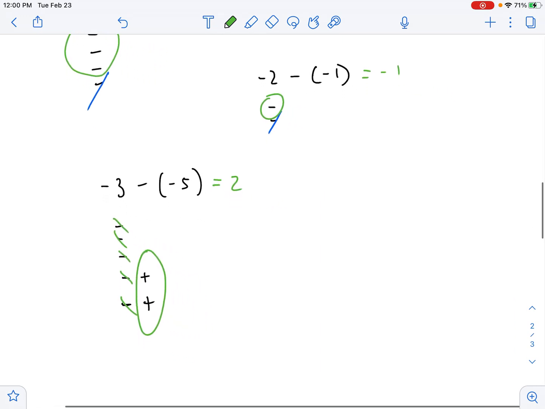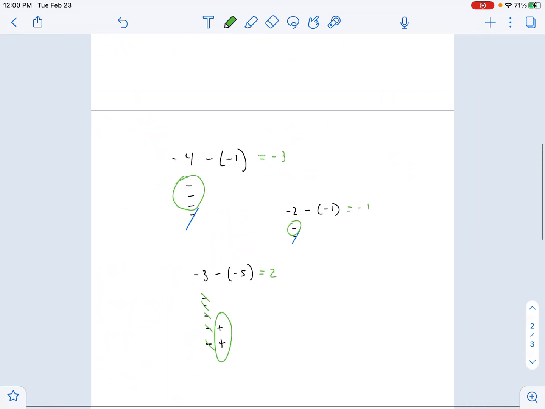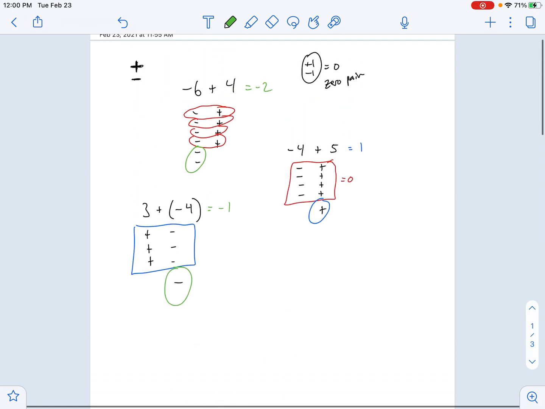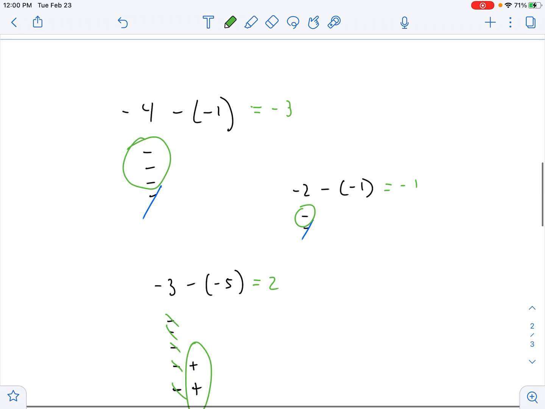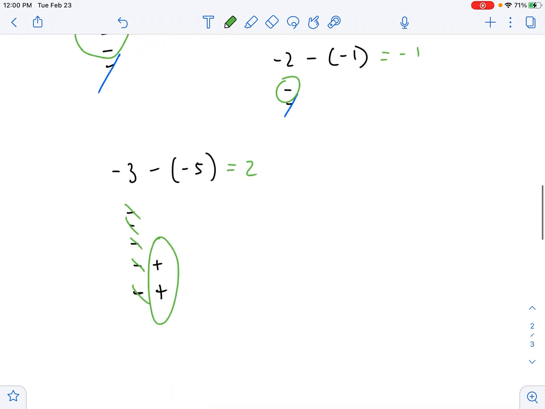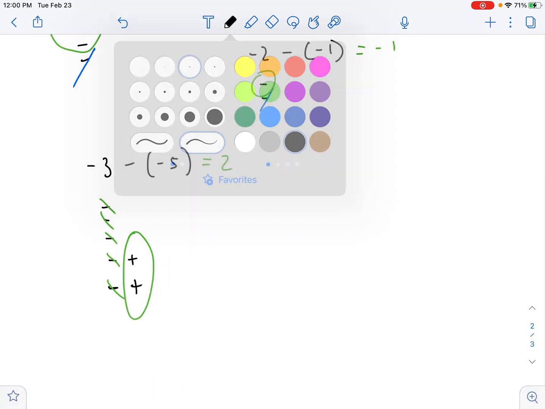The chipboard just keeps showing us that. So keep trusting the chipboard. A plus means you're adding to the chipboard and you're looking for zero pairs. Minus means you're taking away from the chipboard, but sometimes you need to have zero pairs in there to help you, so you have enough to take away.